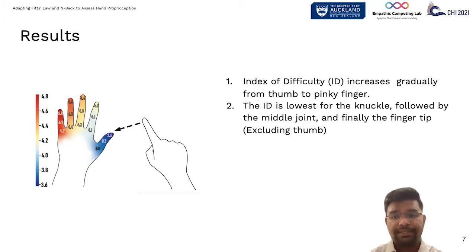The ID is lowest for the knuckle, followed by the middle joint, and finally the fingertip, excluding the thumb. This can be validated by the fact that humans usually perceive their body, especially their fingers, to be smaller when there are no visual cues. Secondly, there is more concentrated muscle mass in the palms compared to fingers, which means more mechanoreceptors, which aids proprioception.